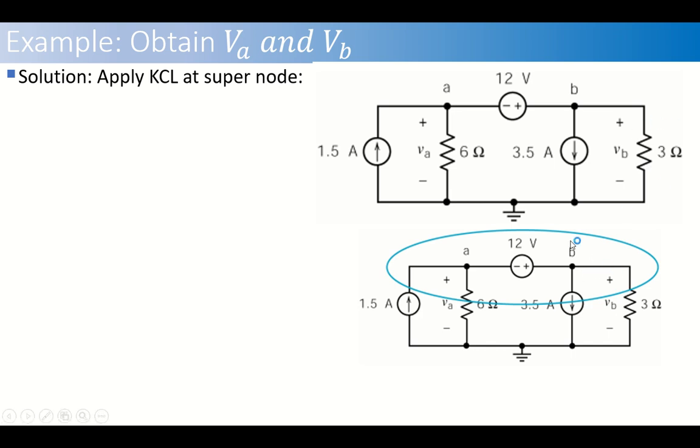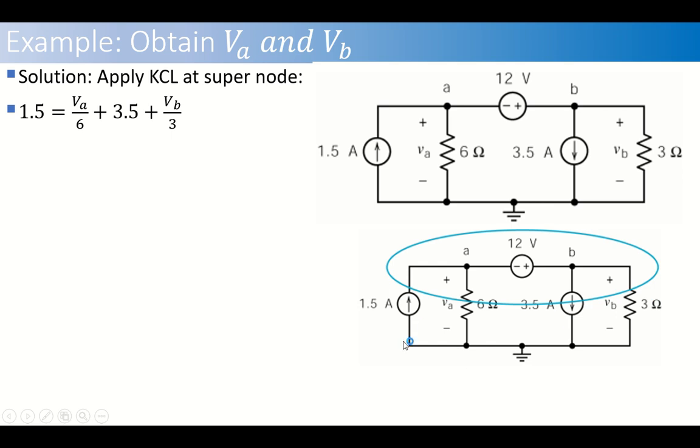Since the 12-volt battery is connected between point A and B, we can say that this is some kind of super node. That is, point A and point B form a super node. With the super node, there are four branches connected: the 1.5 ampere branch, the 6 ohm branch, the 3.5 ampere branch, and the 3 ohm branch. So we can start applying KCL at the super node.